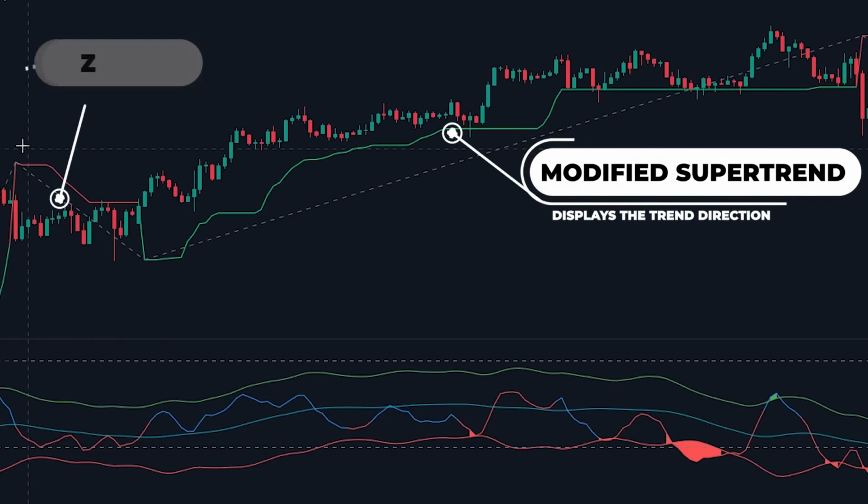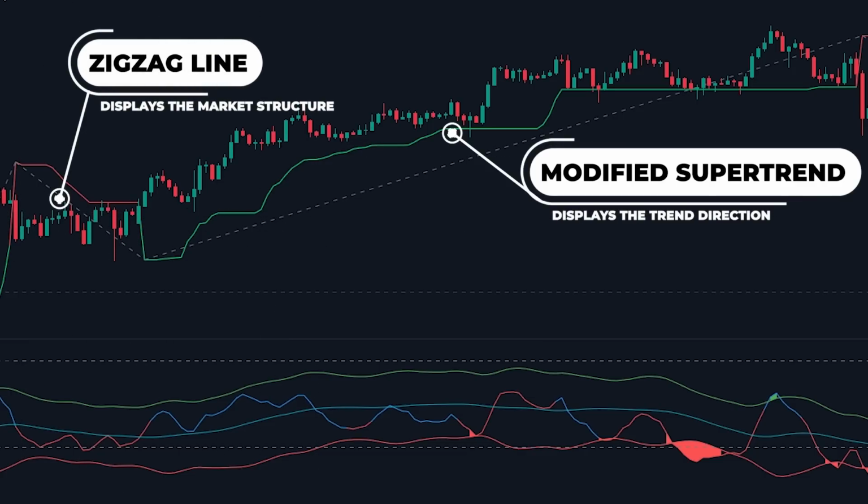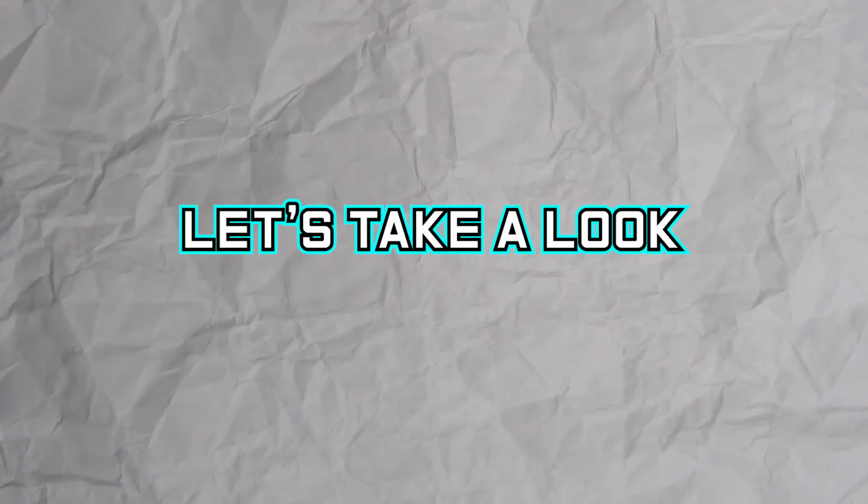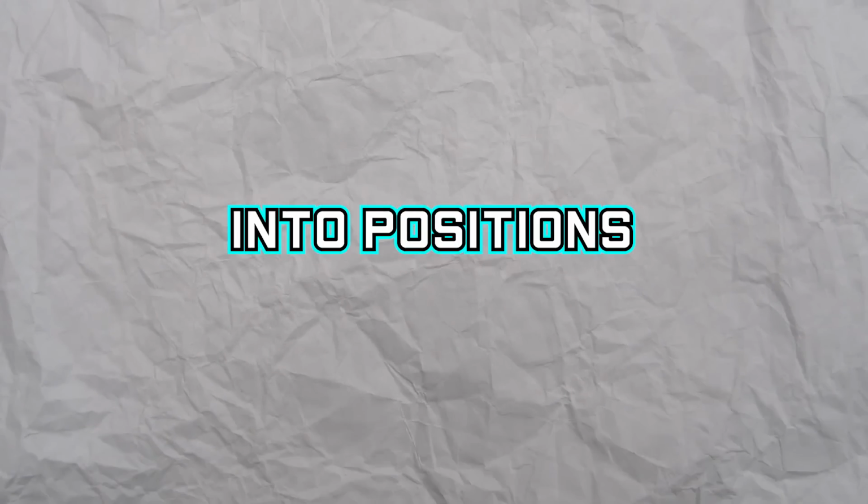There is also the zigzag line. This component shows us the movement of the price simplified in the form of a line, helping us see the market structure. Now that we know how the indicators work and how we can read them, let's take a look at how we can use them to enter into positions.